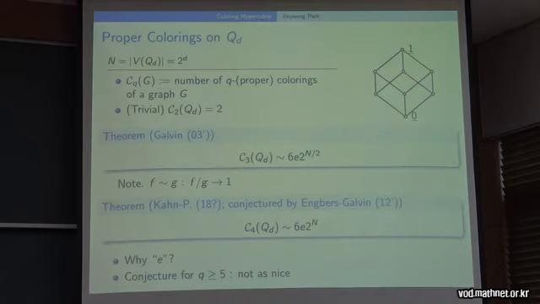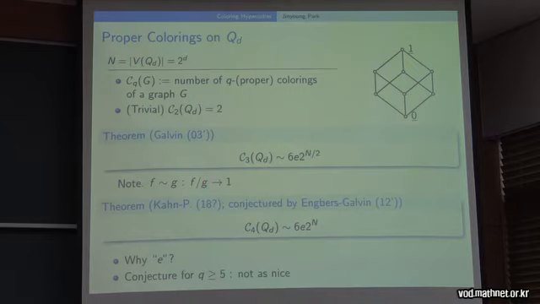Then let's move one step further. What is c_3(Q_d), the number of 3-colorings of Q_d? It turned out it was not an easy question. The exact formula for c_3(Q_d) is not known yet, and I doubt we can find it. But the asymptotic formula was proved by Galvin in 2003: c_3(Q_d) is asymptotic to 6 times e times 2 to the N over 2.